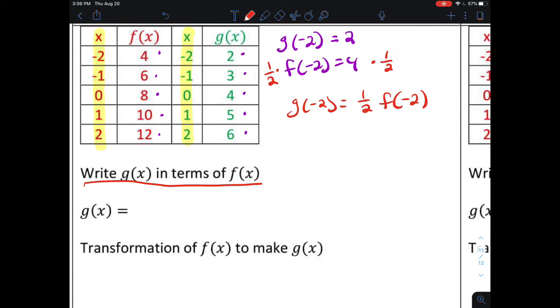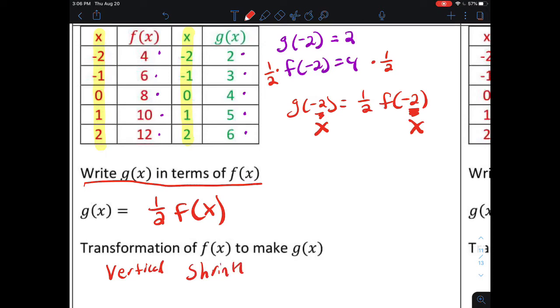Write g in terms of f of x. So I want to have this in terms of x's here instead of the -2's. So g of x is equal to 1/2 times f of x. Now in context of a transformation, if I multiply the outputs of f by 1/2, I'm doing a vertical shrink. And the factor is 1/2. That's what I'm multiplying all of the f values by to create g.